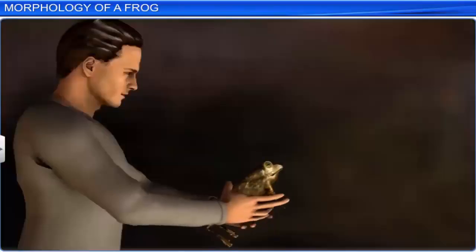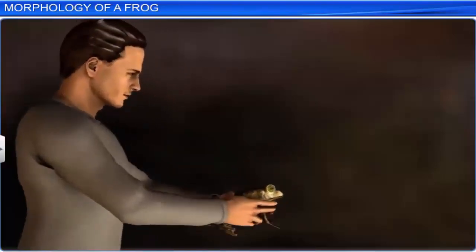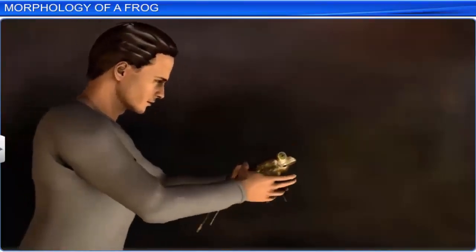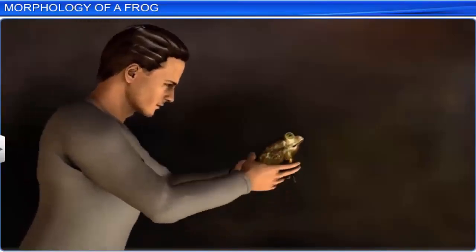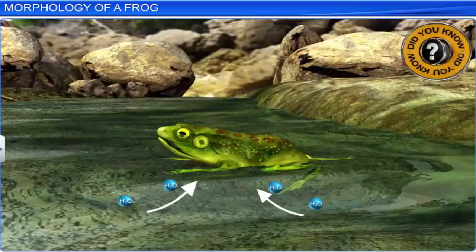The frog's skin is smooth and slippery due to the presence of mucus, which makes it difficult for the prey to grasp it. Additionally, the skin is moist and helps in the diffusion of respiratory gases. Did you know that a frog doesn't drink water but absorbs it through its skin?